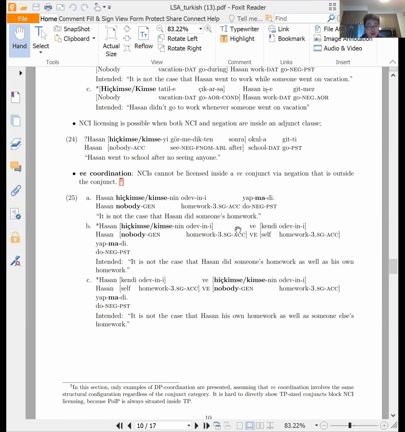So according to the mutual adjunction analysis, both conjuncts are adjuncts in Vape coordination, and they should behave the same as other types of adjuncts in blocking NCI licensing. And that is indeed attested.